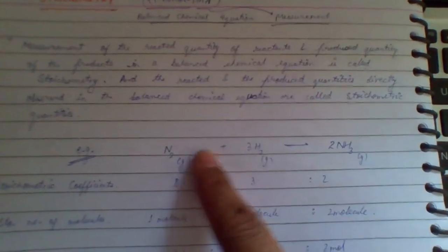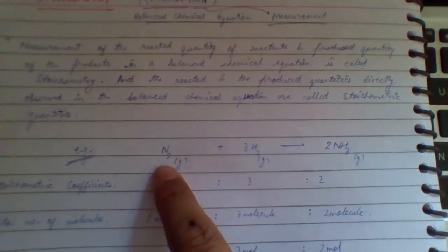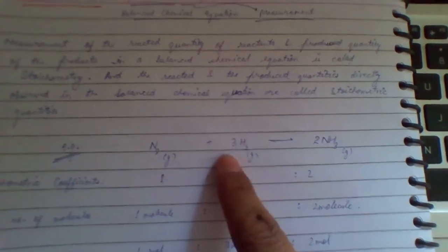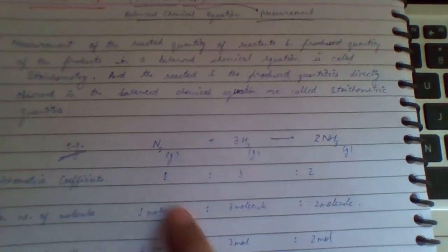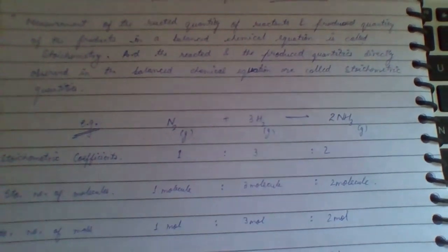Now, stoichiometric coefficients. The number of nitrogen gas is 1, hydrogen gas is 3, and ammonia formed is 2. So the ratio will be 1:3:2. Now similarly, stoichiometric number of molecules. Here 1 molecule is present of nitrogen gas, 3 molecules of hydrogen gas and 2 molecules of ammonia.